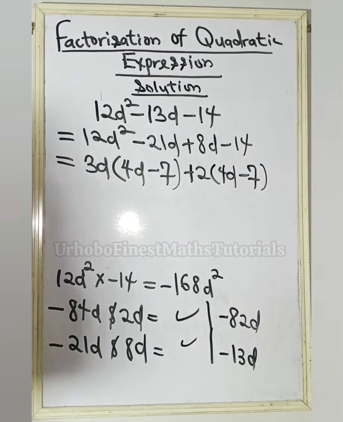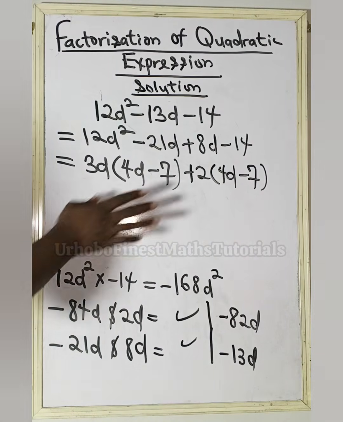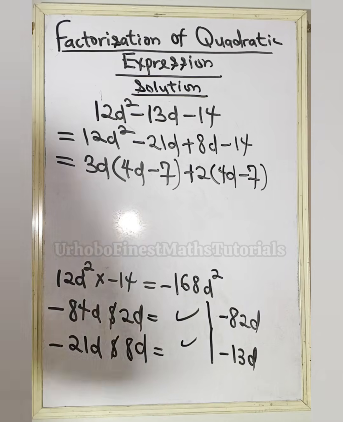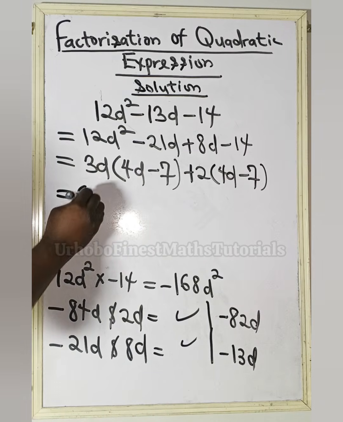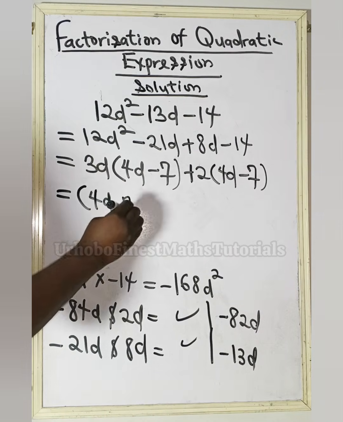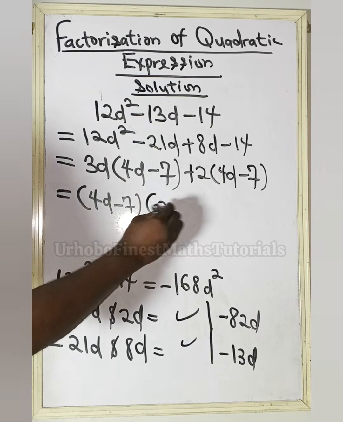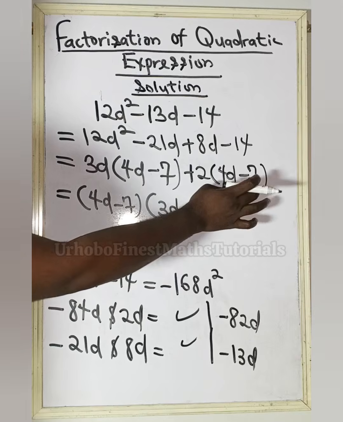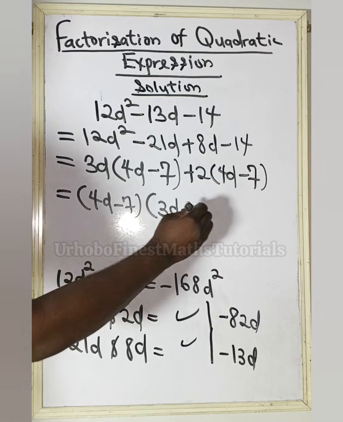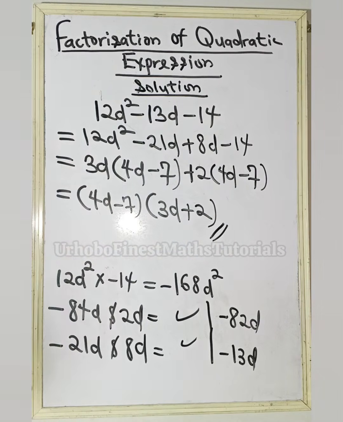Bracket close. Now if you look at this expression very well, 4d minus 7 is common, right? So you bring it out like this. 4d minus 7, bring it out. If I remove this from here, I'll be left with 3d plus, if I remove the bracket, I'll be left with what? 2. So this right here is our final answer.